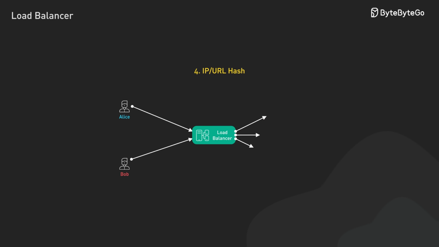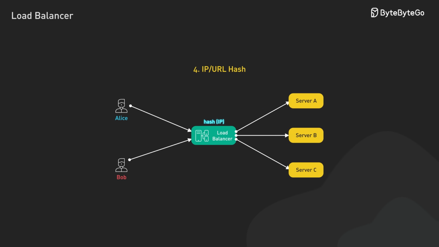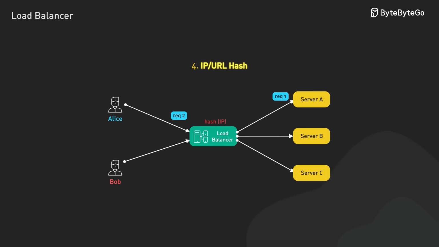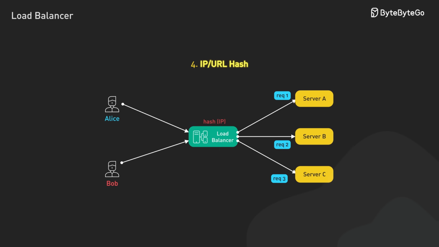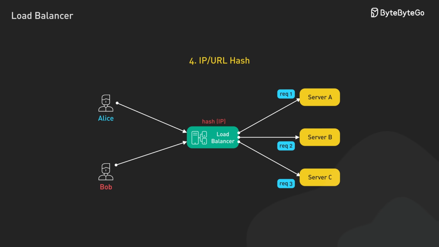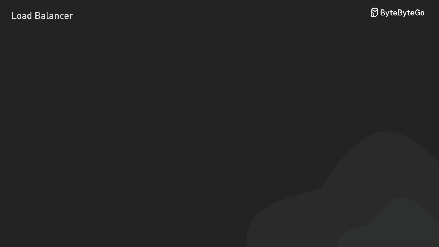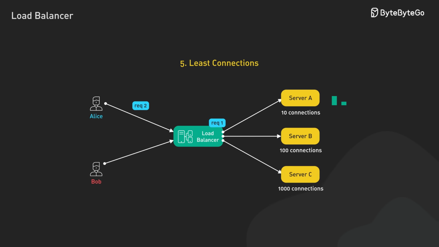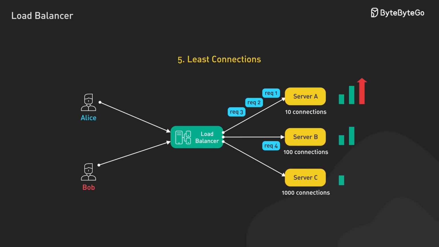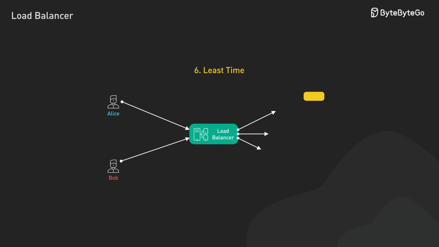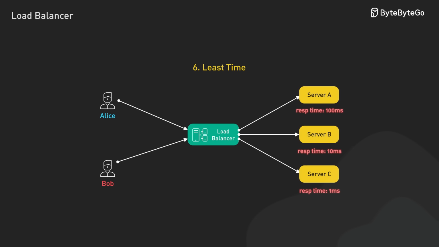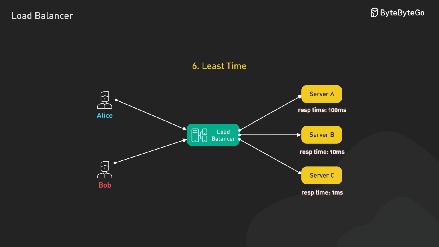IP URL hashing takes a different approach to consistent routing than sticky sessions. Instead of tracking session state, it uses a hash function that will always route the same IP or URL to the same server. This stateless approach is particularly useful for caching static content. Least connections directs traffic to the server with the fewest active connections at any given time, ensuring a more evenly distributed load. A similar algorithm, least time, routes requests to the fastest or most responsive server, ensuring a more responsive user experience and reduced latency.